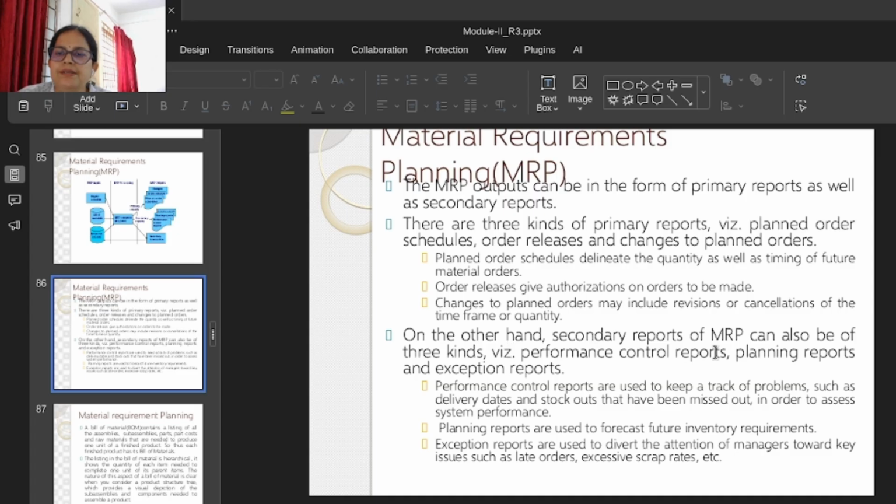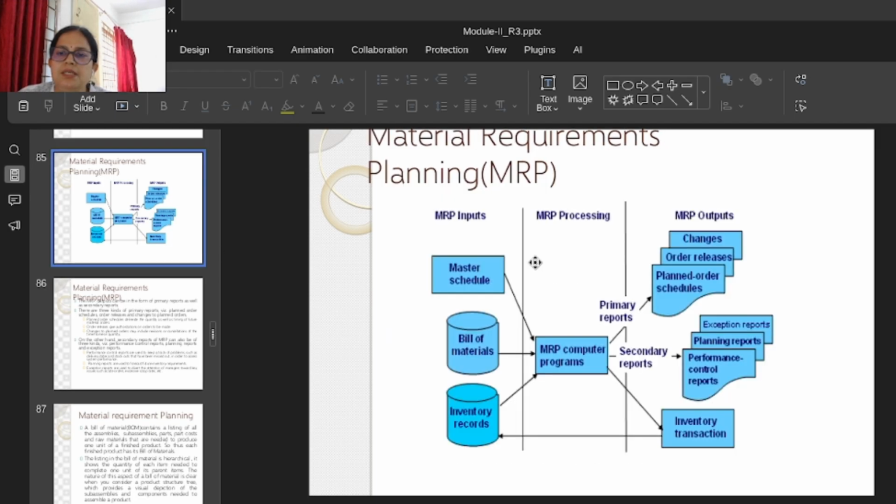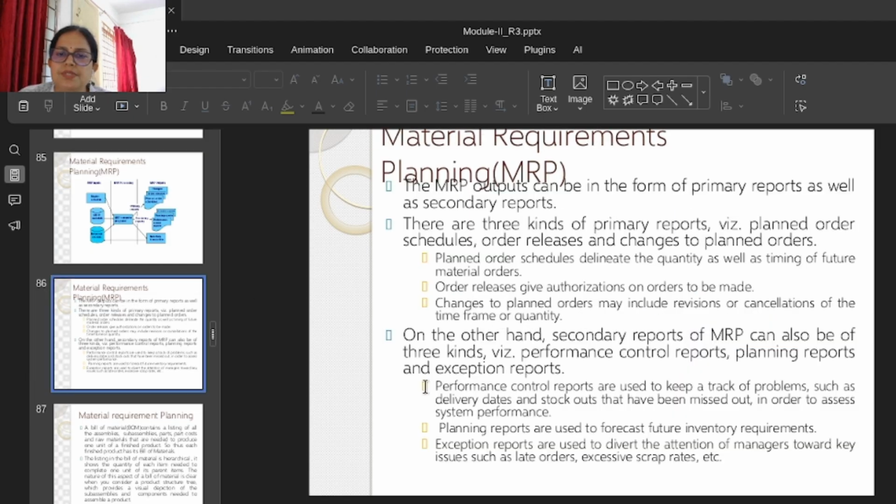On the other hand, the secondary report of MRP can also be of three kinds. Performance control report is used to keep track of problems such as delivery dates and stock outs. Sorry, performance control report is the first one.